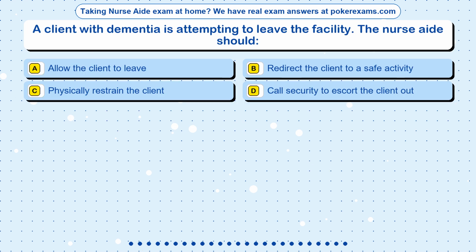Question 24. A client with dementia is attempting to leave the facility. The nurse aide should: Option A, allow the client to leave. Option B, redirect the client to a safe activity. Option C, physically restrain the client. Option D, call security to escort the client out.